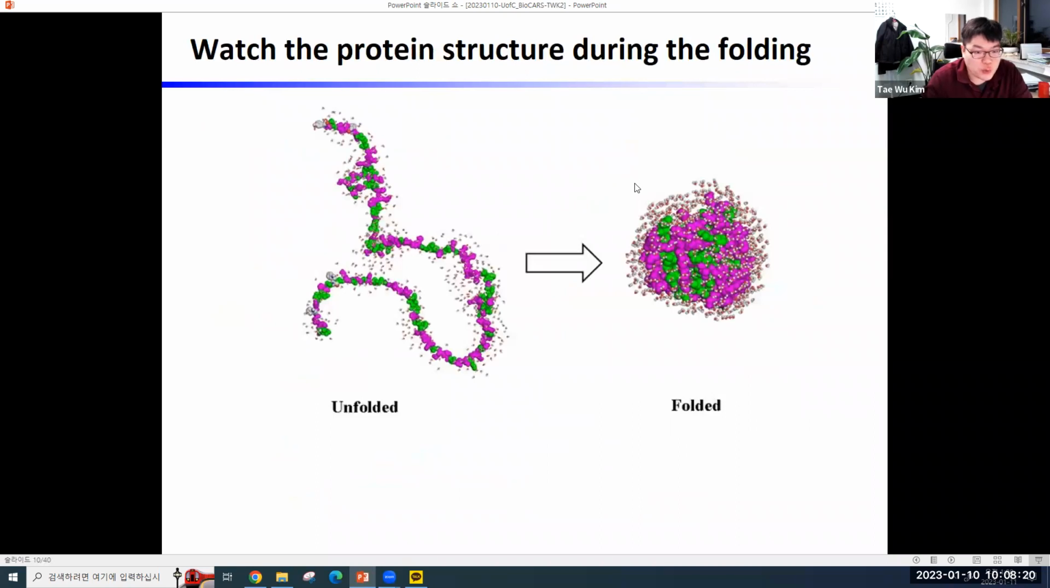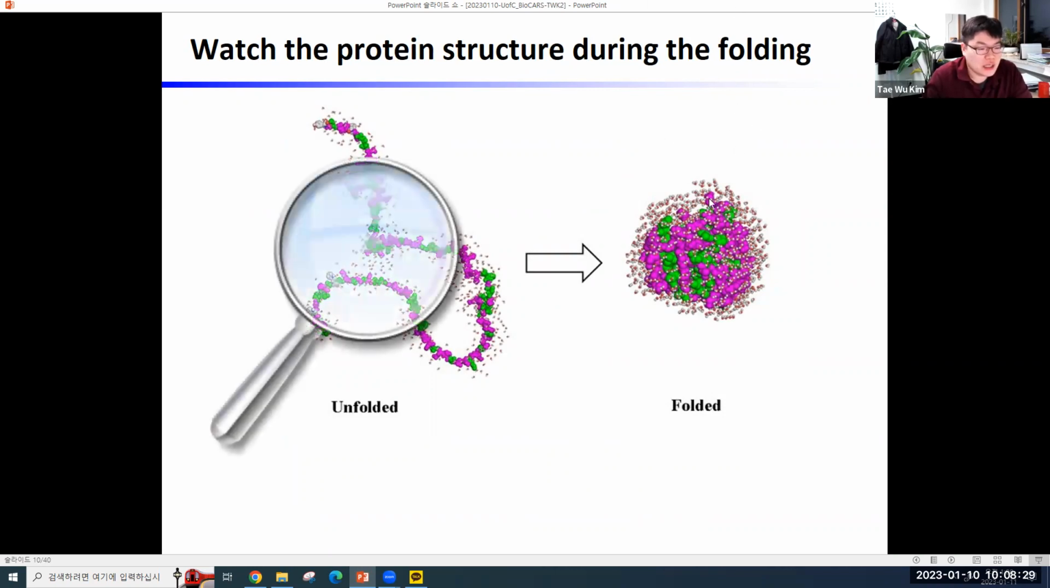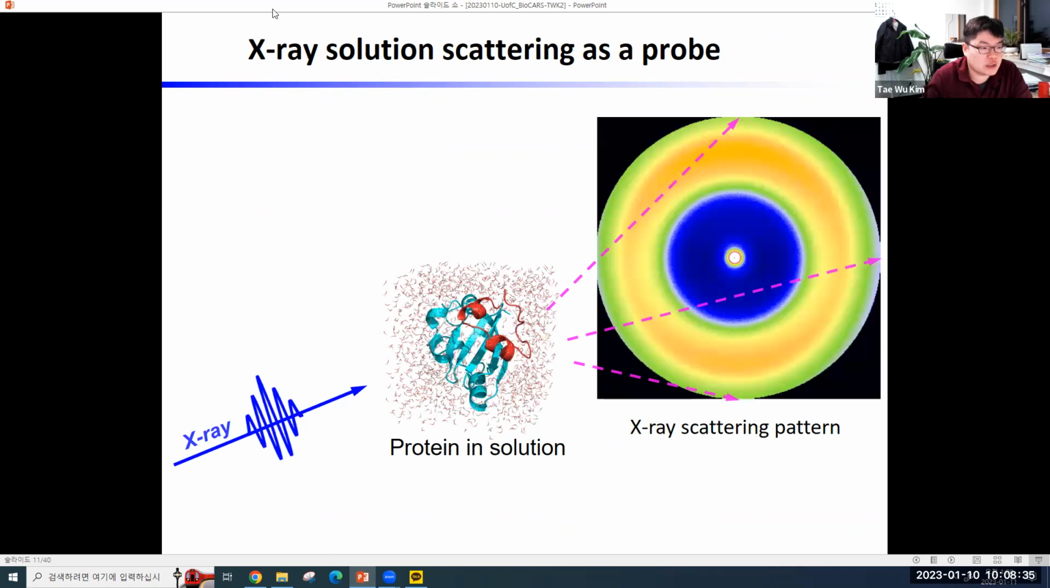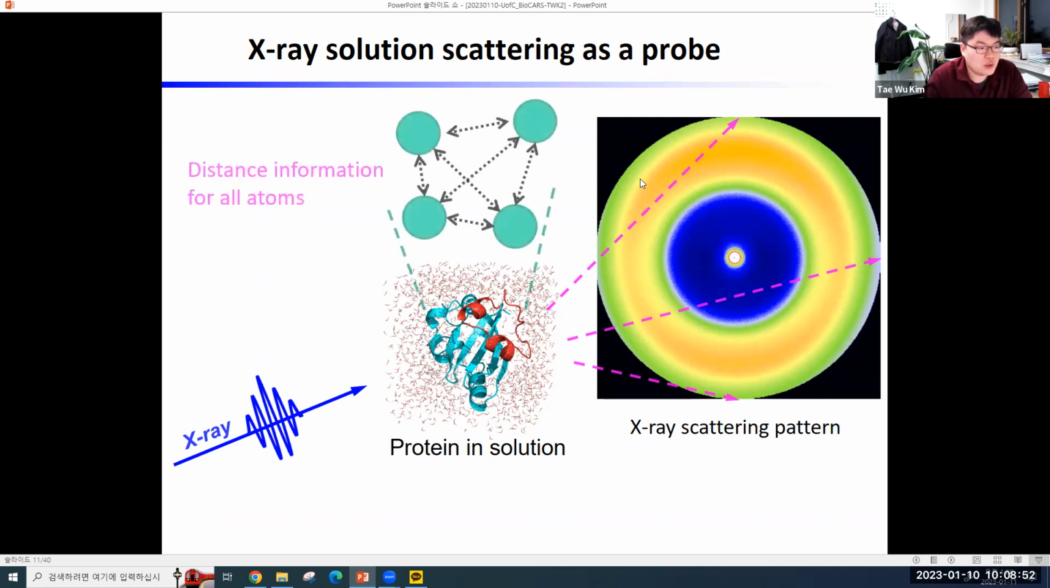So in our study, we want to directly track the real-time change of a protein during the protein folding mechanism. To do that, we use a very special probe: X-ray solution scattering, also known as the SAXS/WAXS measurement. We are all familiar with this kind of measurement. If we collect a very high-quality scattering pattern like this, we can get direct structural information. In this case, we can get the protein structure information from this scattering curve.